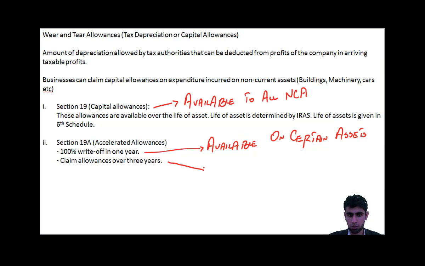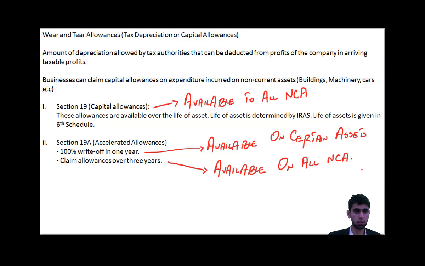This is also available on all non-current assets. So businesses have a choice that is always available, either to claim the capital allowances under Section 19A, which is over useful life, or claim it over 3 years. So these two choices are always available. However, to claim allowances over 1 year, that is 100% write-off, it's only available on certain assets, and we will go through what those assets are.